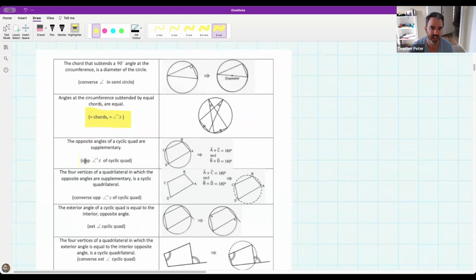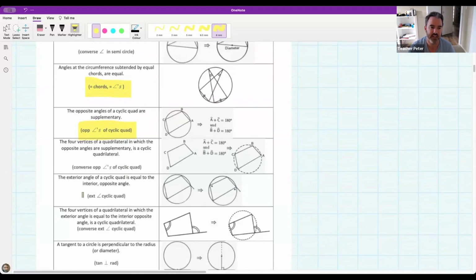And then opposite angles in a cyclic quad. This was the last lesson. The opposite angles add up to 180. And in a cyclic quad, the exterior angle is equal to the interior opposite. We also spoke about those two. So those are the main ideas that we've covered so far.